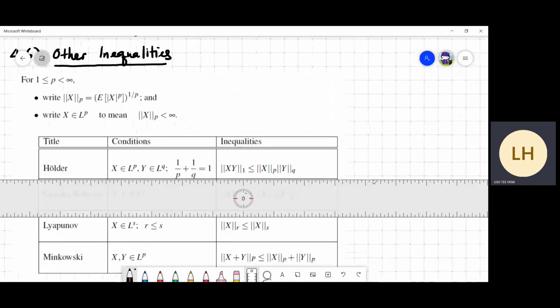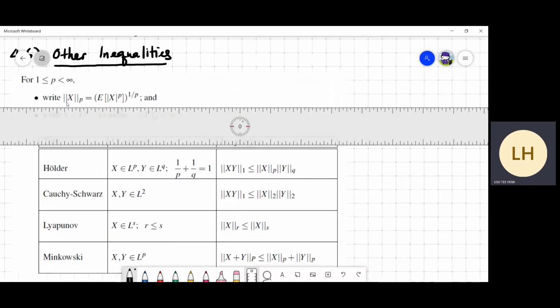First of all, we write this norm x p to represent the p-th root of E of x to the power p. So this is the notation. We call it the p norm of x. This one is known as the p norm of x.